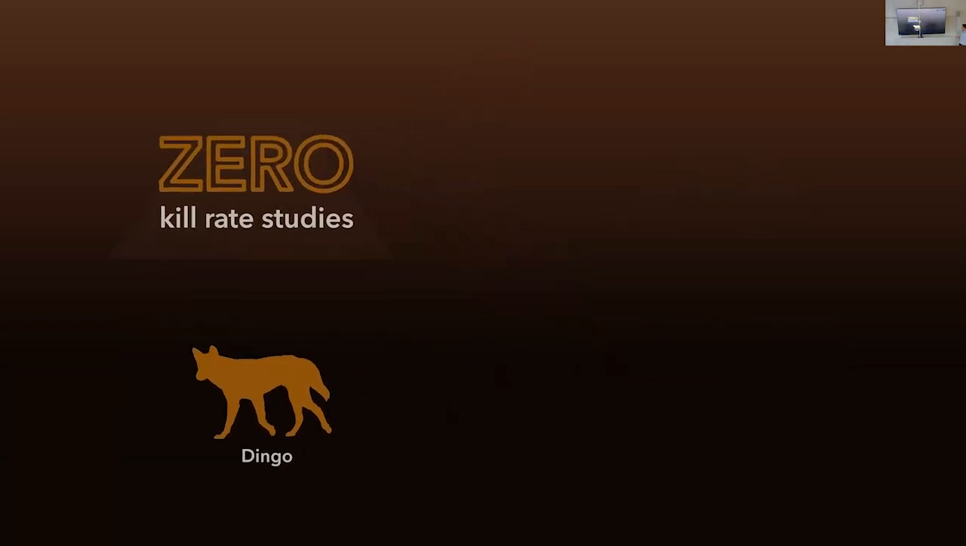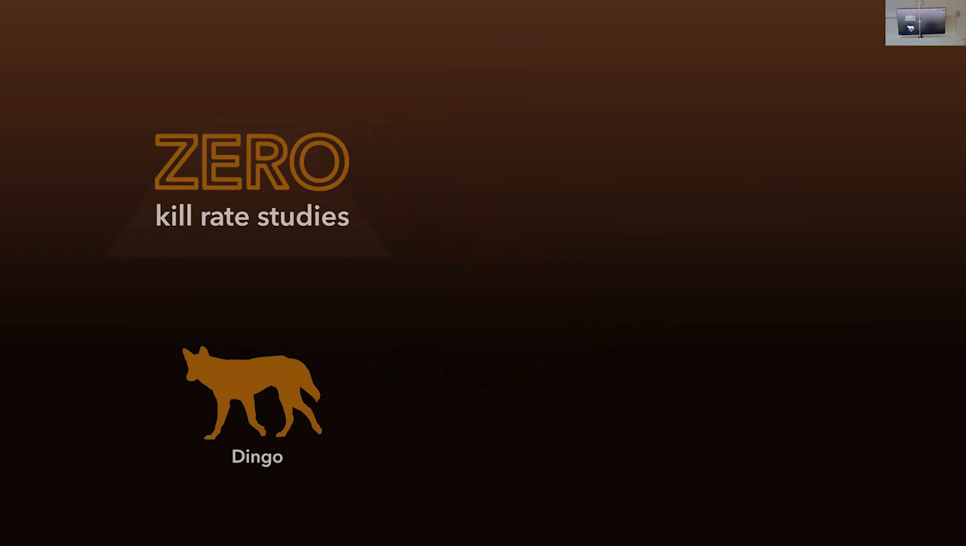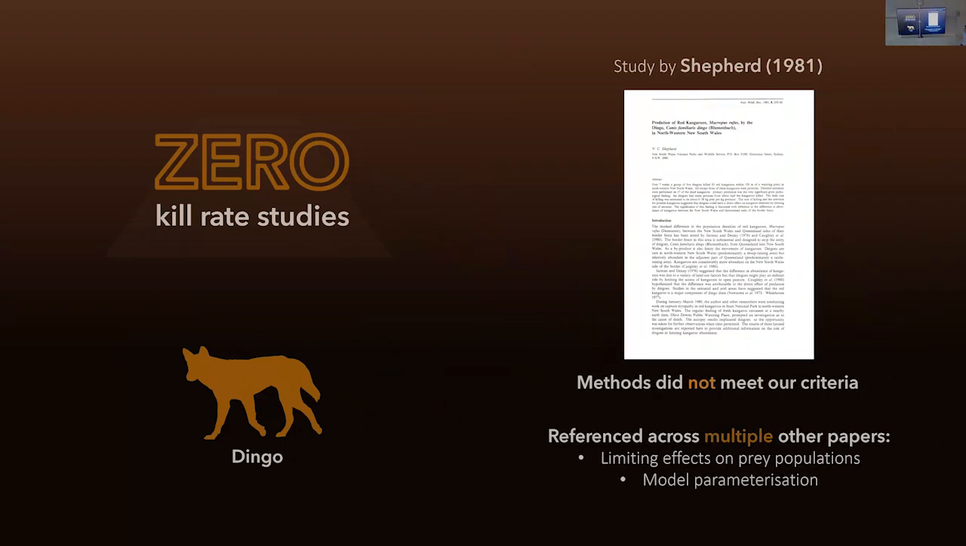So I'm just going to touch on dingoes briefly, because we're here in Australia. There was one study that we found that reported a type of kill rate, but it didn't meet our criteria in terms of the methods that it used. This study was conducted by Shepherd in the 80s up in northern New South Wales in an arid or semi-arid environment. It was looking at dingoes coming in to kill kangaroos at a watering hole at a dam. And this study's been referenced by multiple other studies and papers, particularly in regards to the limiting effects of dingoes on macropods, but also it's been used as a kill rate in model parameterization.